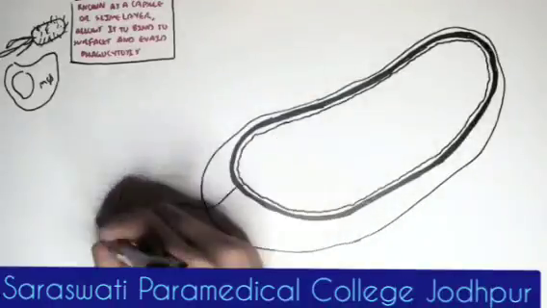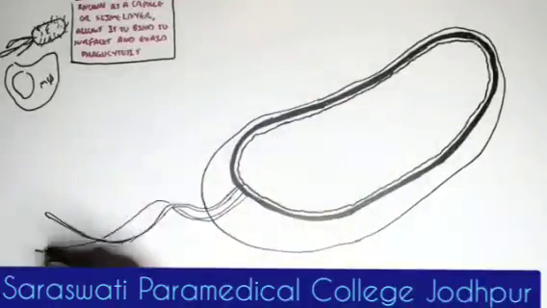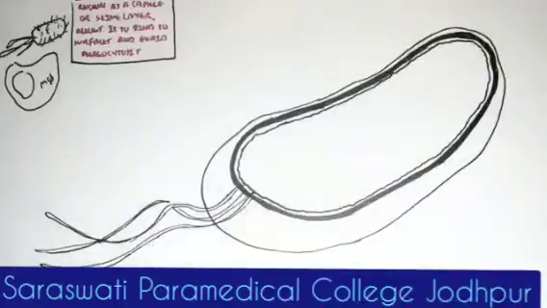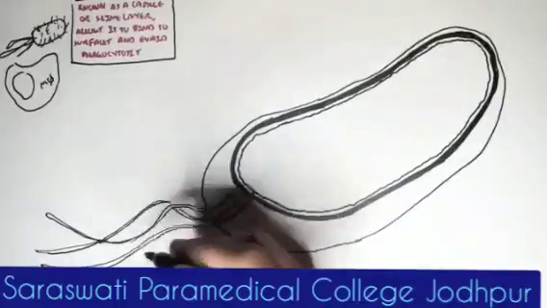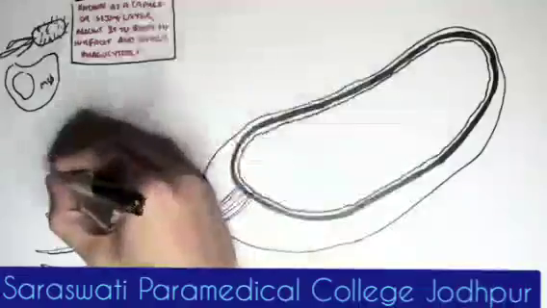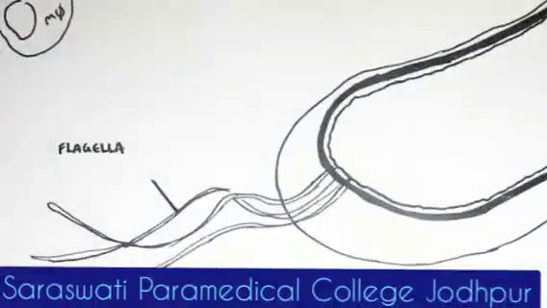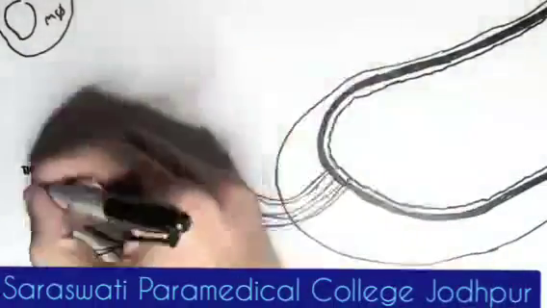Some bacteria have what's known as a flagella, which are thin, rigid filaments, and these allow for bacterial movement. Flagella are essentially made up of proteins, and these proteins can move, can propel the bacteria forward or move it around.